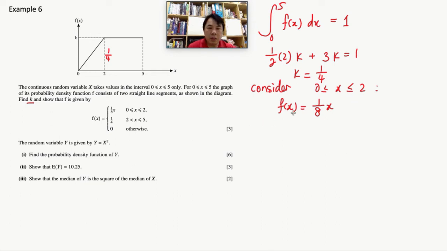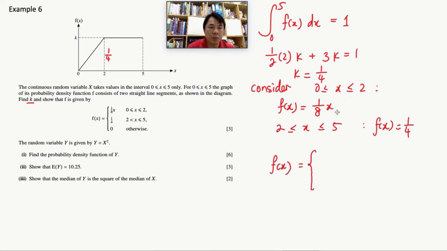Now we are going to consider the second domain. Consider the domain between 2 and 5 here. For this it is much easier. The function must be given by a horizontal straight line. The k is actually 1/4, and there you have it. That is 1/4. And then finally, we're going to provide a full description for our probability density function. We can write it as such.